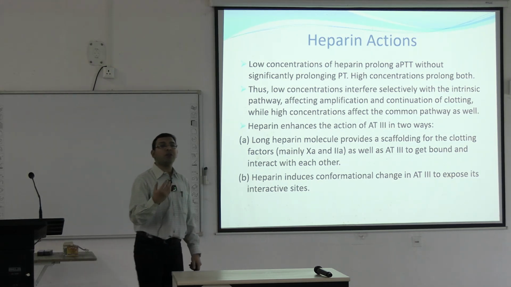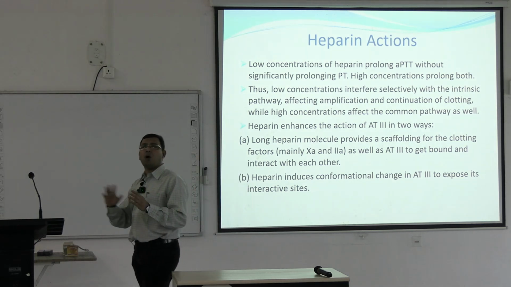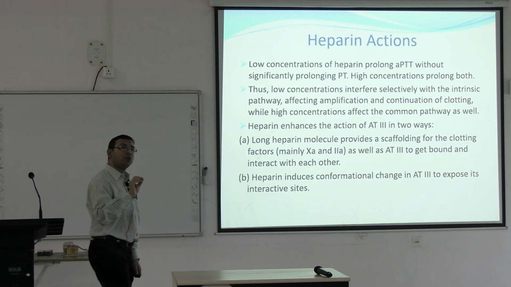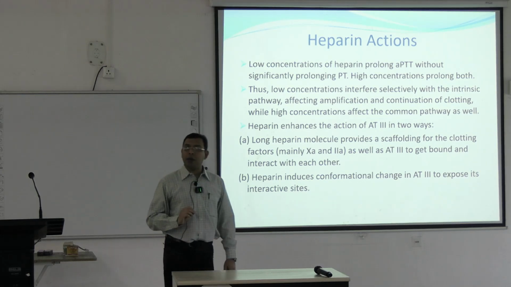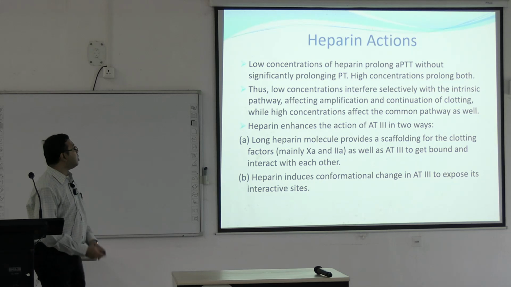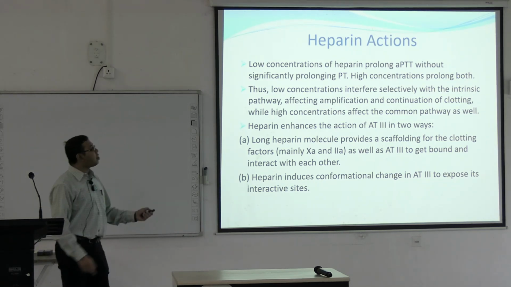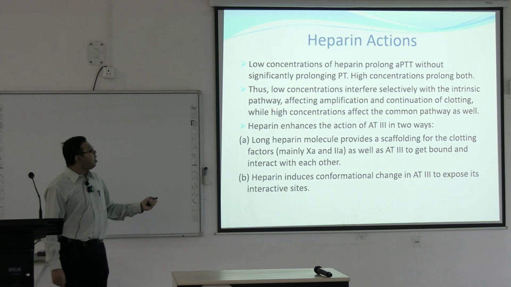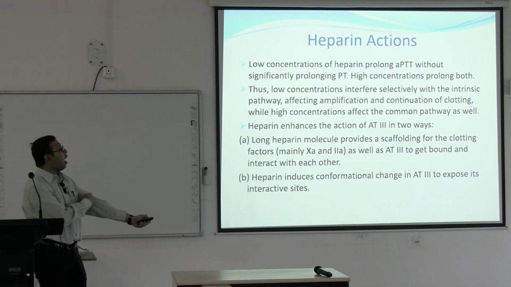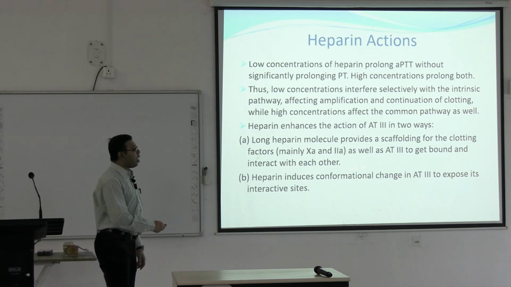But when a high concentration of heparin is given, that causes more scaffolding, more blockage of all the coagulation factors, so that there will be prolongation of both APTT and the prothrombin time, that is the activated partial thromboplastin time as well as the prothrombin time. So the same thing: the low concentration interferes selectively with the intrinsic pathway, affecting amplification and continuation of the clotting, while high concentration affects the common pathway as well. So the same thing we have discussed.